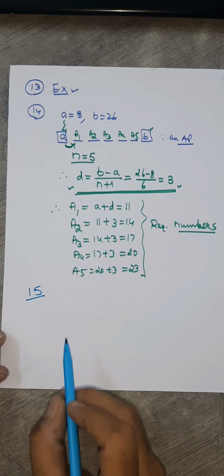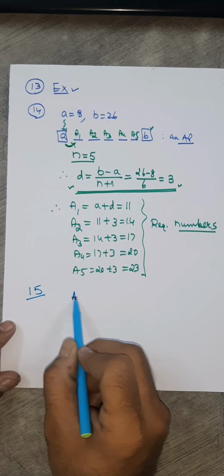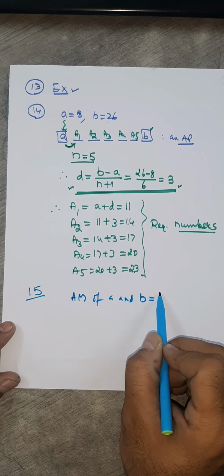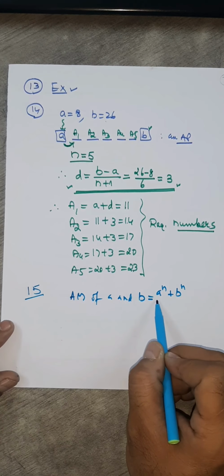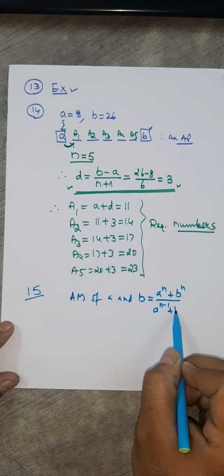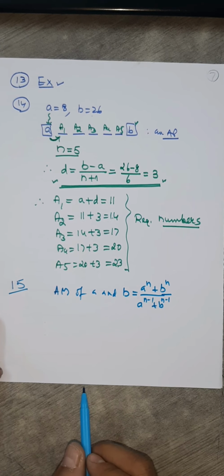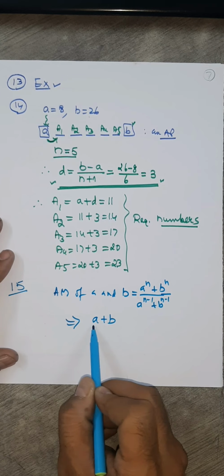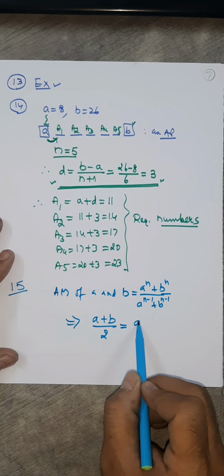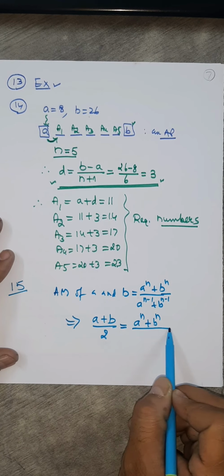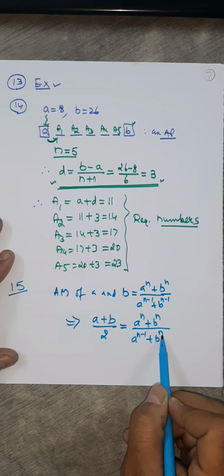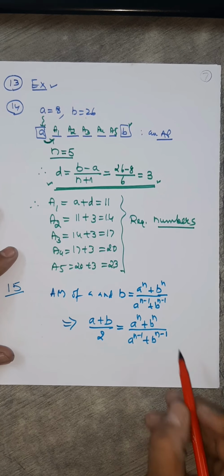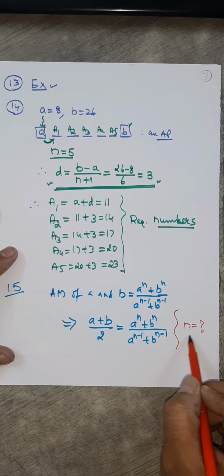Question number 15. You are given that the arithmetic mean of A and B equals A raised to n plus B raised to n upon A raised to n minus 1 plus B raised to n minus 1. This is given to you. What is arithmetic mean between two numbers? You know, A plus B by 2, that we know, equals this. What is asked in the question? Find the value of n. That's the question.